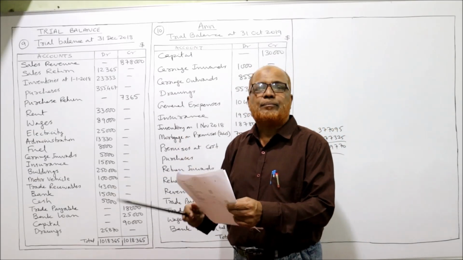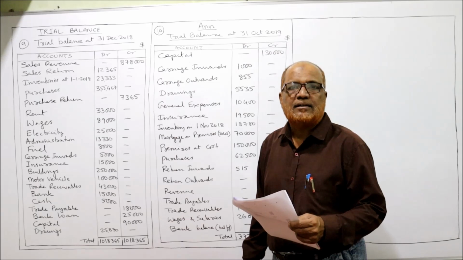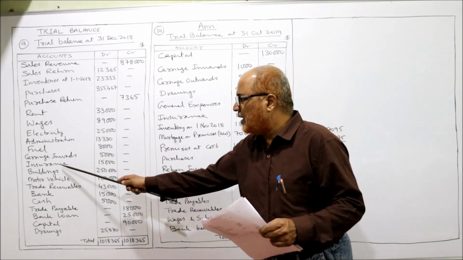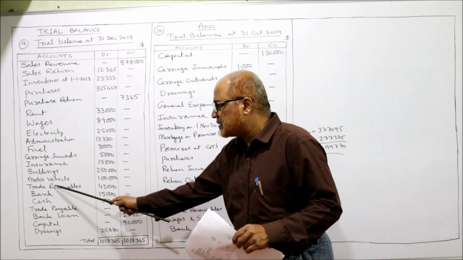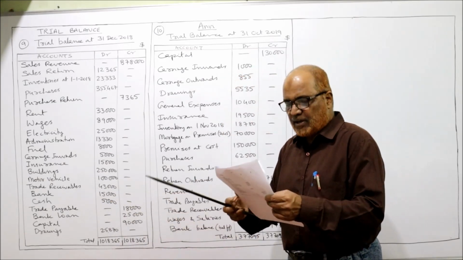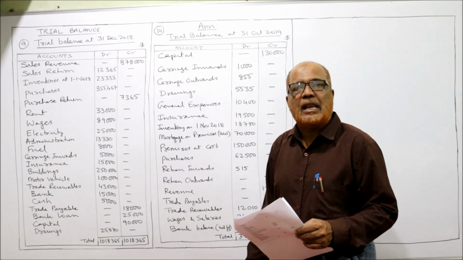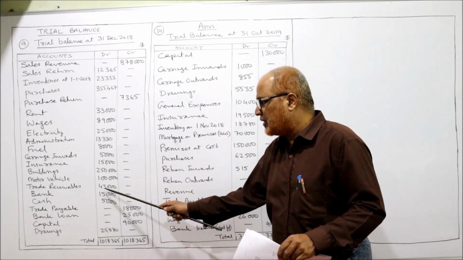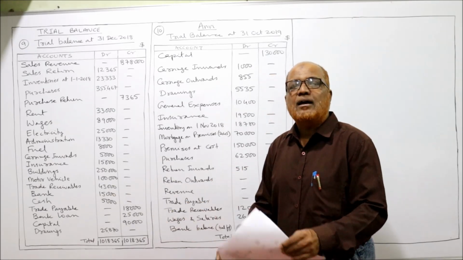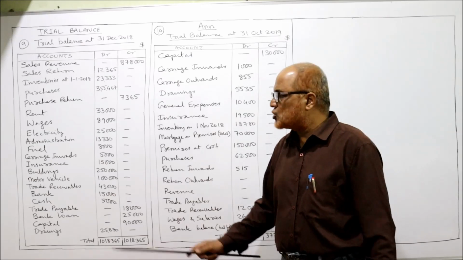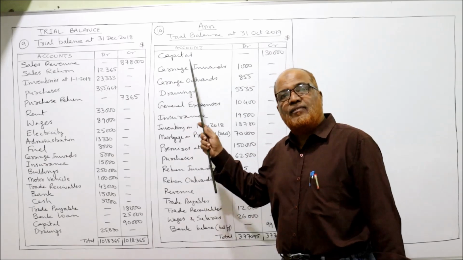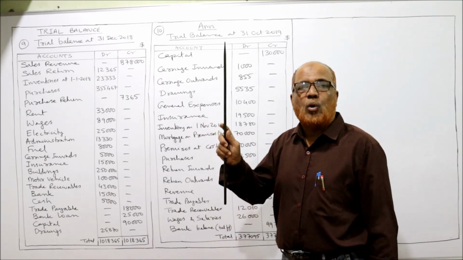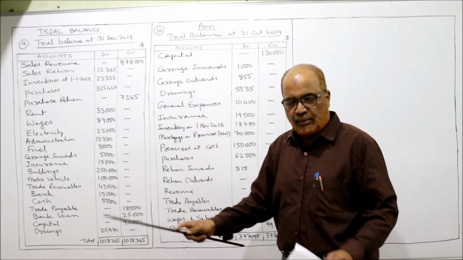Next comes building. Building is an asset. It will show a debit balance. So building, asset side, 2,50,000. Motor vehicle, an asset, will also be taken in the debit column. Then trade receivable, it is an asset, so debit column, 43,000. Bank balance should be taken in the debit column. If bank overdraft were there, we would have taken it in the credit column. If only bank is given, debit column.